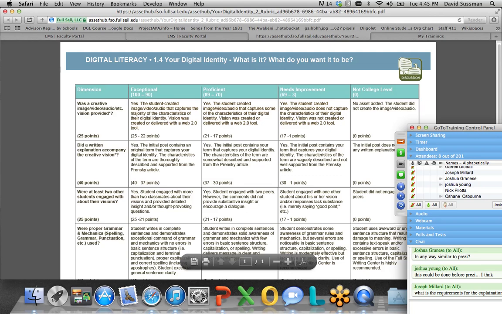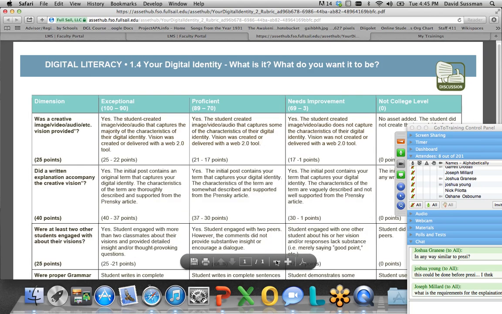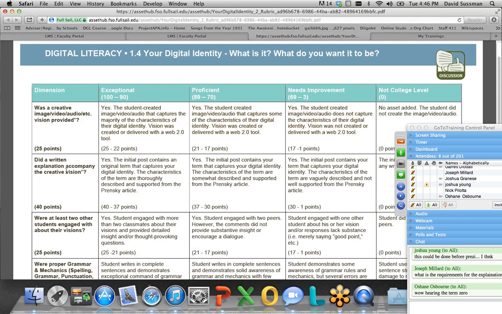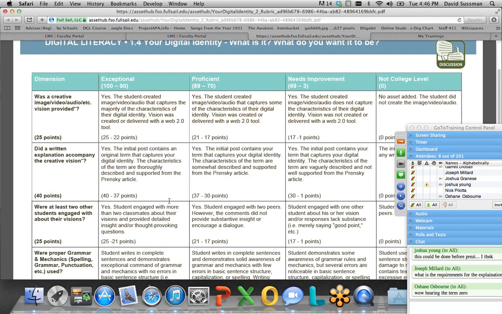But here, for example, let me see if I can make this bigger. Was a creative image, video, audio, etc. vision produced? And you can see to get an A, yes, the student created a project that captures the majority of the characteristics of his or her digital identity. The vision was created using a Web 2.0 tool. Did a written explanation accompany the vision? Yes. The post contains an original term that captures the identity. The characteristics of the term are thoroughly described and supported from the Prensky article.